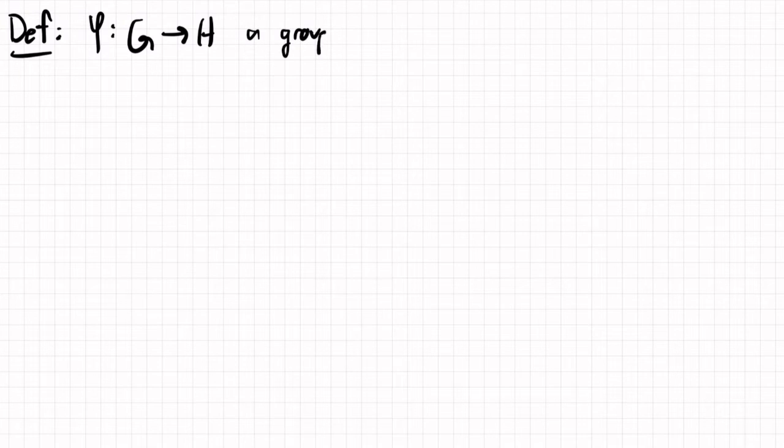So let's talk about the image of a group morphism. We'll define the image, just like we would define the image of any function. Let phi from G to H be a group morphism. I should say G and H are groups.